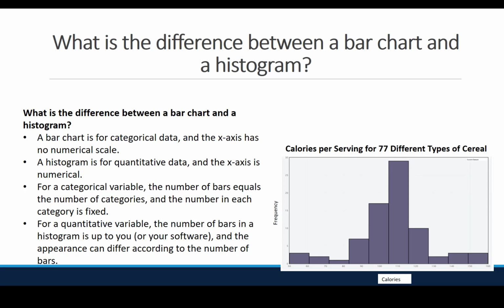Located in the video script is a website which gives more information on bar charts and histograms and discusses the difference. This ends the Module 7.1 notes.